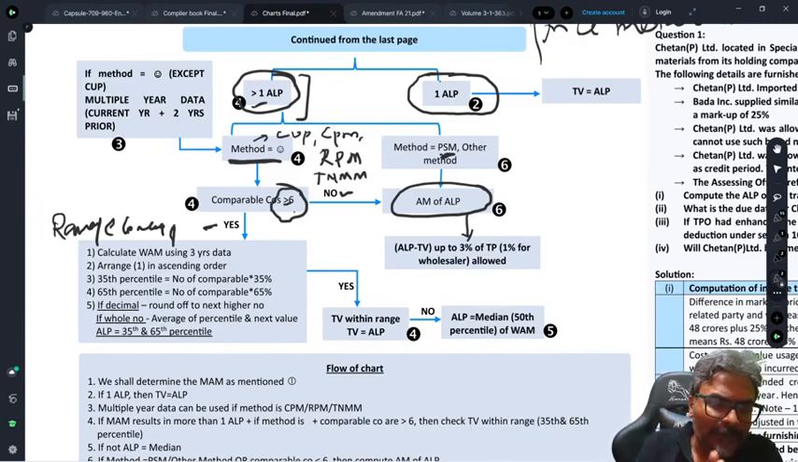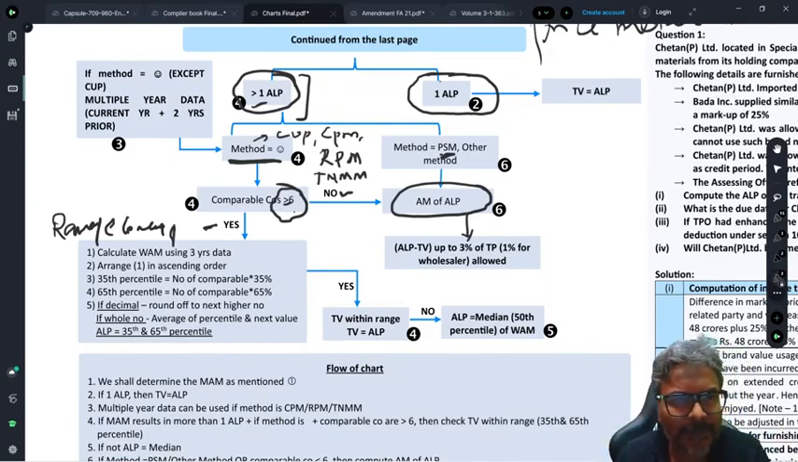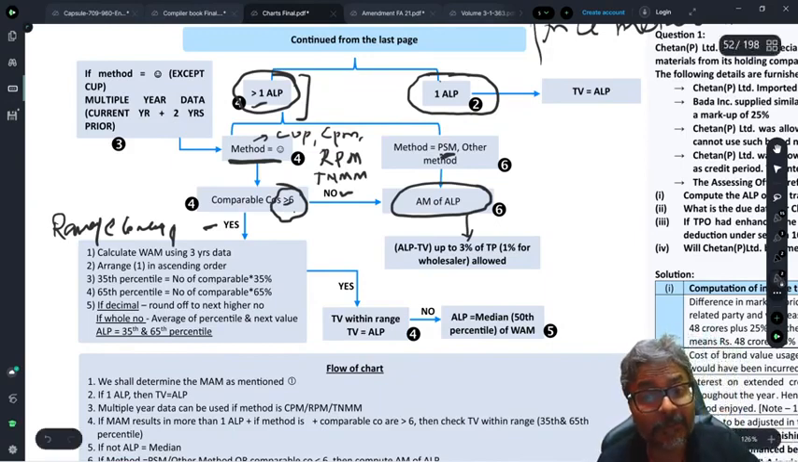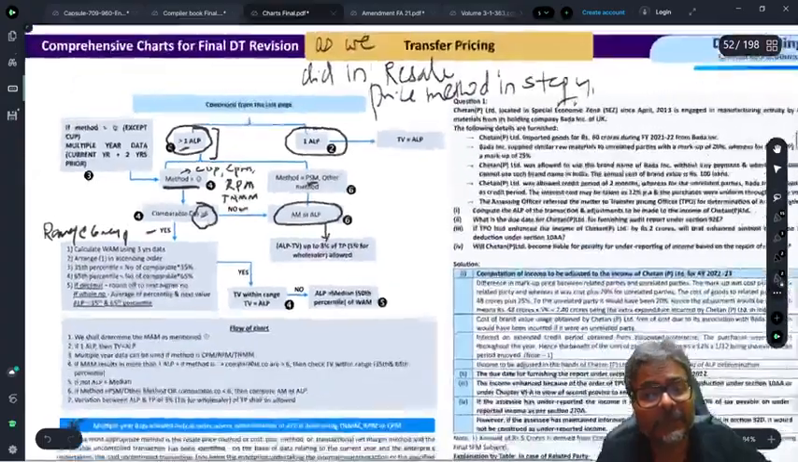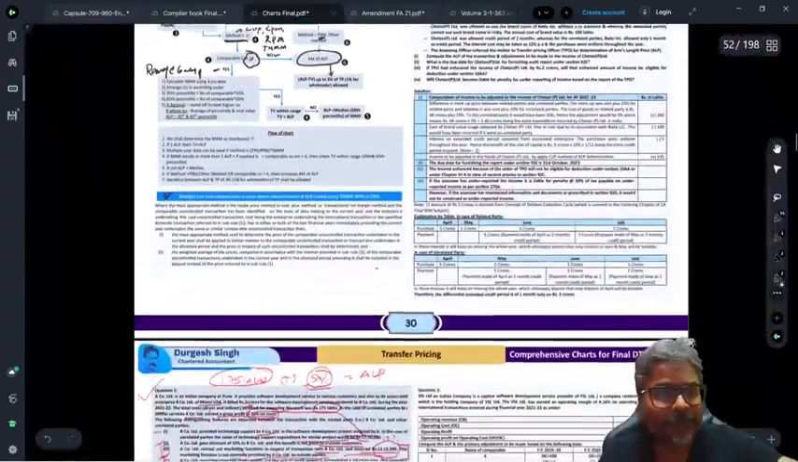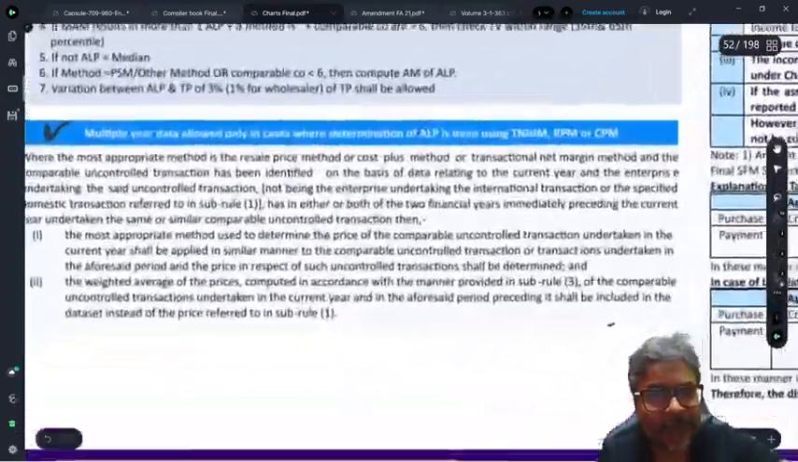I hope that all of you are clear with this one, students, in this context. With that, students, this is all about the range concept which I've talked about. And now the most important point, which many of you are not aware of. Be careful, students.